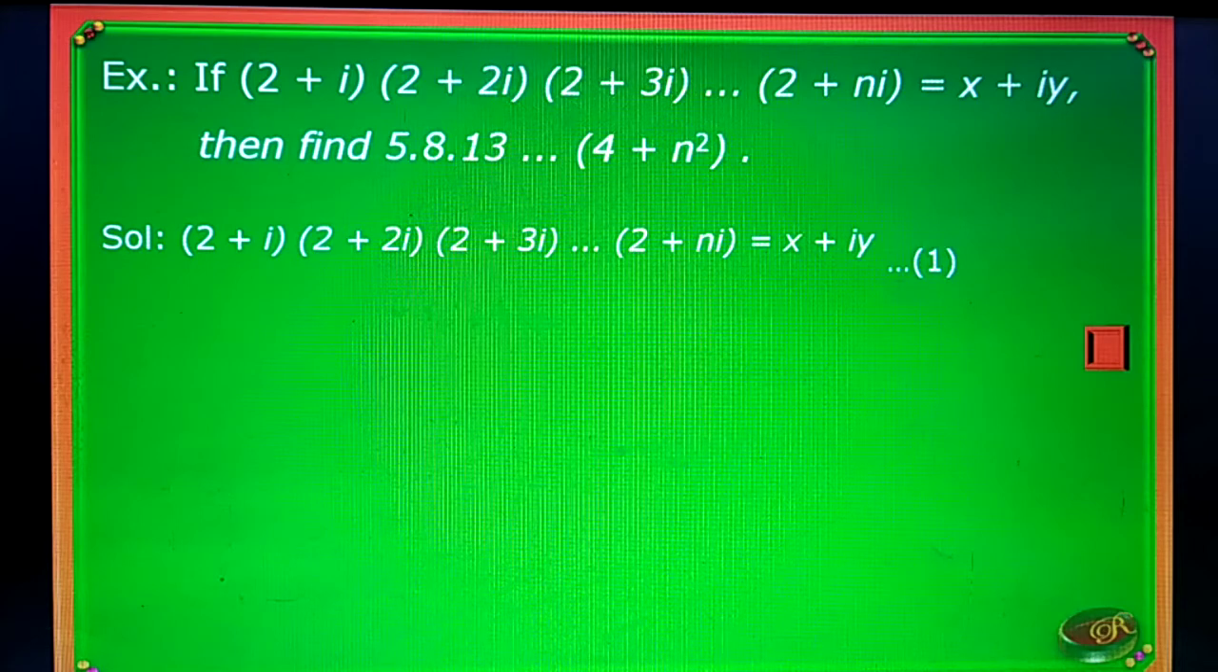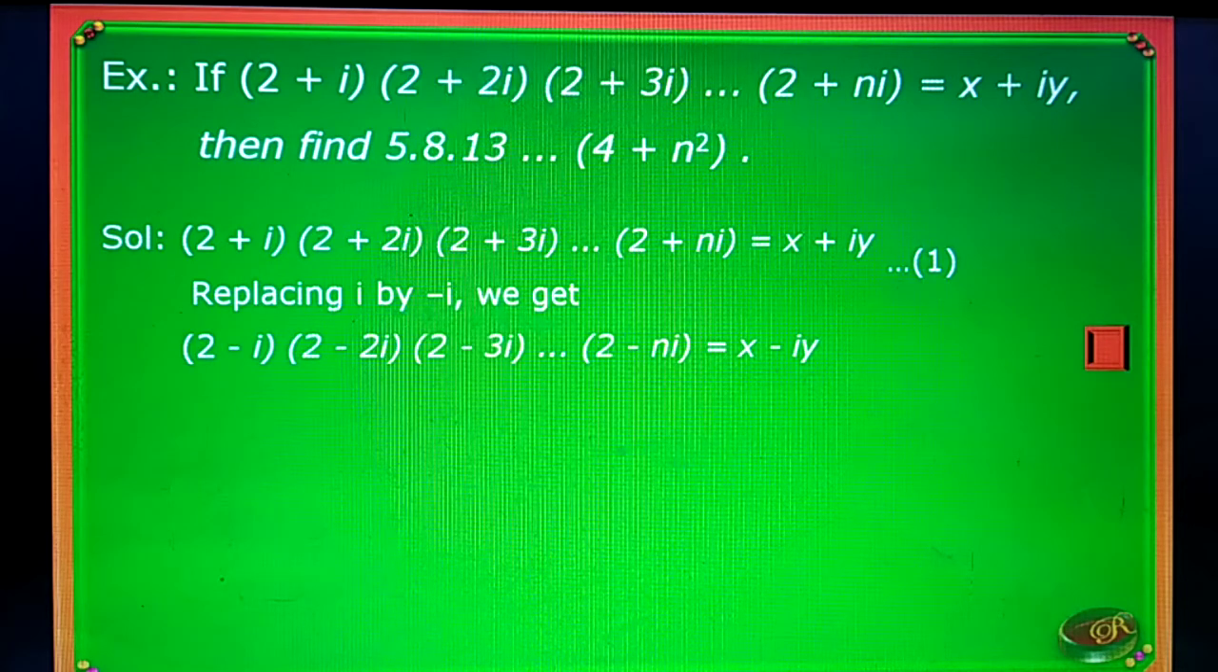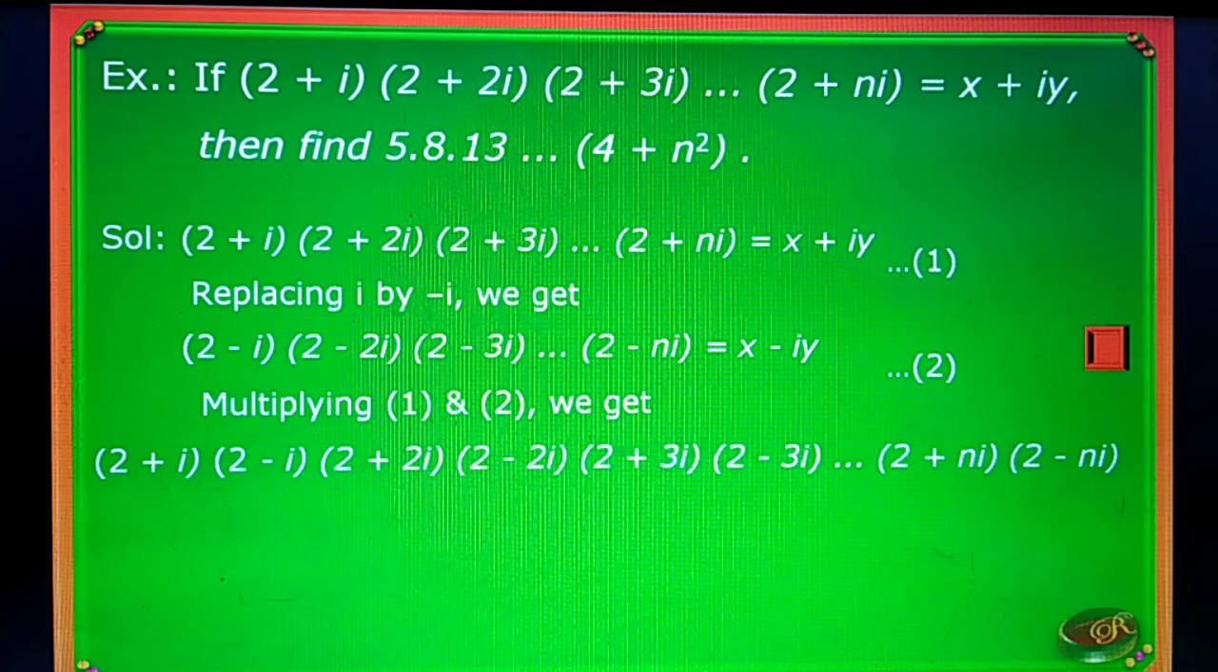Replacing i by minus i, we get 2 minus i into 2 minus 2i into 2 minus 3i into dash dash dash into 2 minus ni is equal to x minus iy, equation number 2. Multiplying 1 and 2, we get 2 plus i into 2 minus i into 2 plus 2i into 2 minus 2i into 2 plus 3i into 2 minus 3i into dash dash dash into 2 plus ni into 2 minus ni is equal to x plus iy into x minus iy.